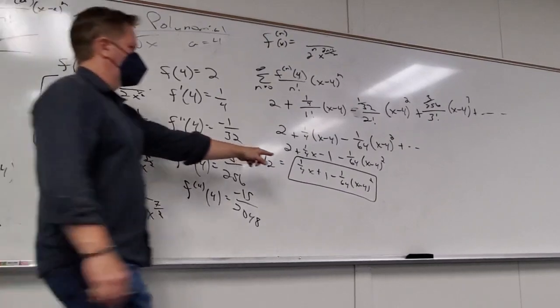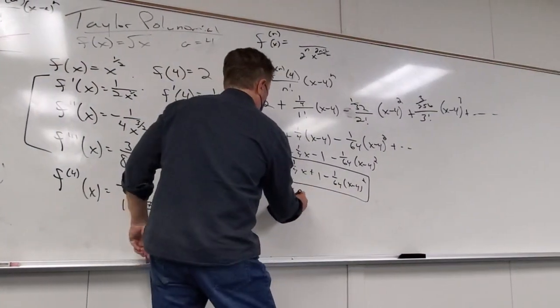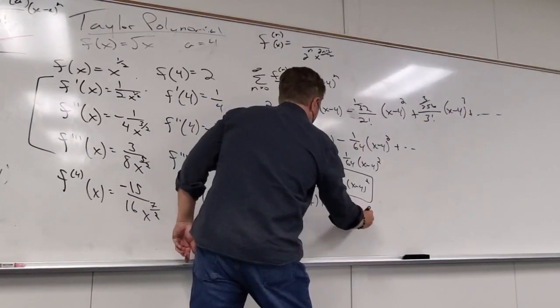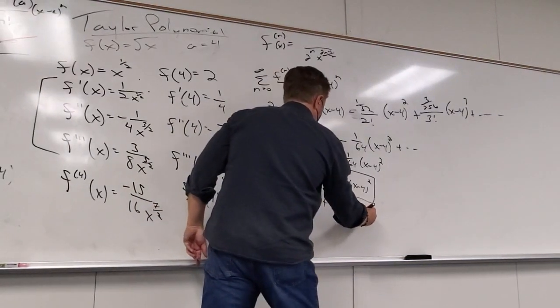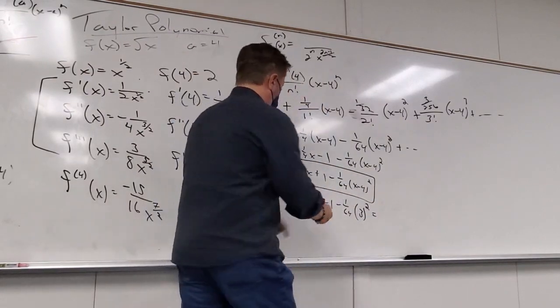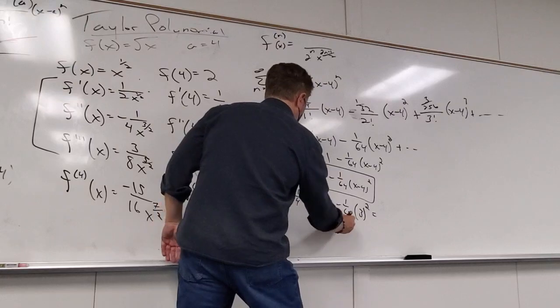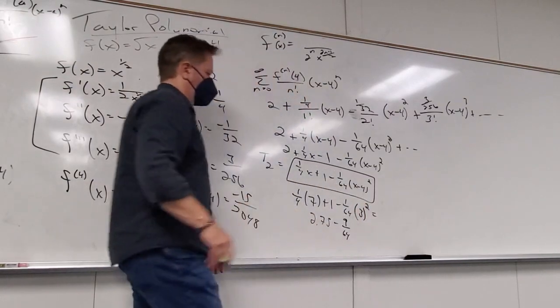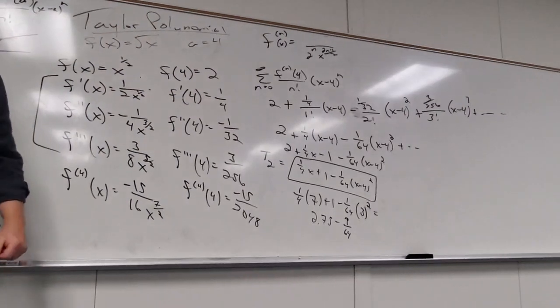All right, let's try it in here. What if I put 7 into this? 7 minus 4 is 3. So I get 2.75 minus 9 over 64. Whatever that is.